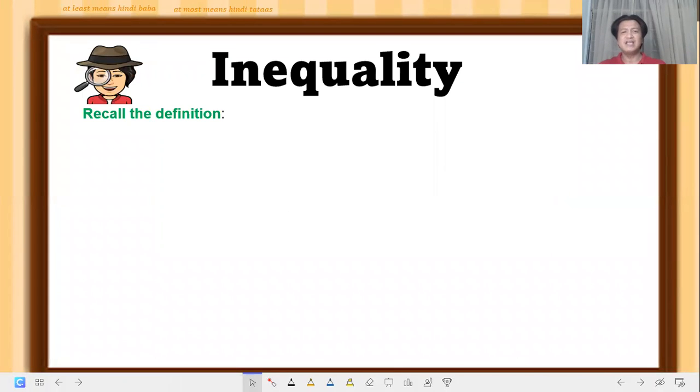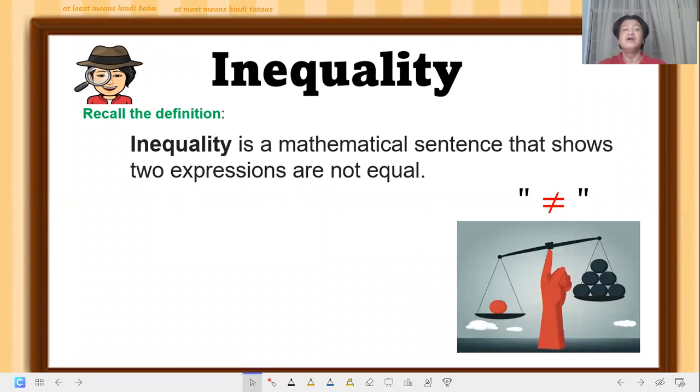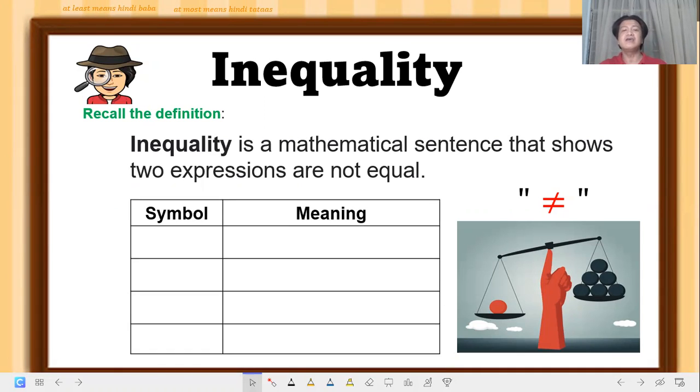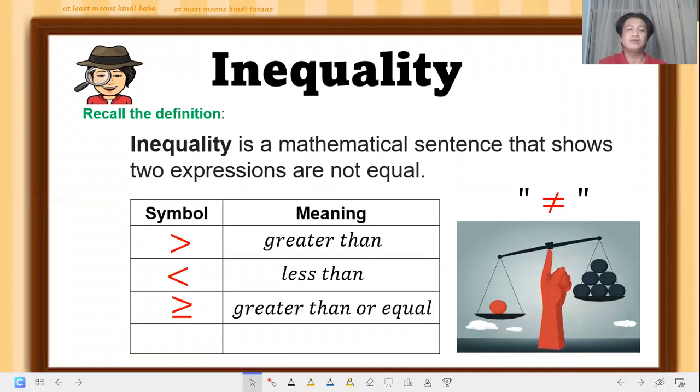But before that, pag sinabi natin inequality, ito po ay mathematical statement or sentence that shows two expressions are not equal. So, ito po yung symbol natin to represent that two expressions are not equal, and this representation denotes inequality. Hindi po pantay yung nasa left side tsaka nasa right side. So, with that, what are the symbols and their corresponding definition or meaning? Kapag nakita natin itong symbol na to, read as greater than. We also have this symbol, less than. This symbol defines as greater than or equal to.